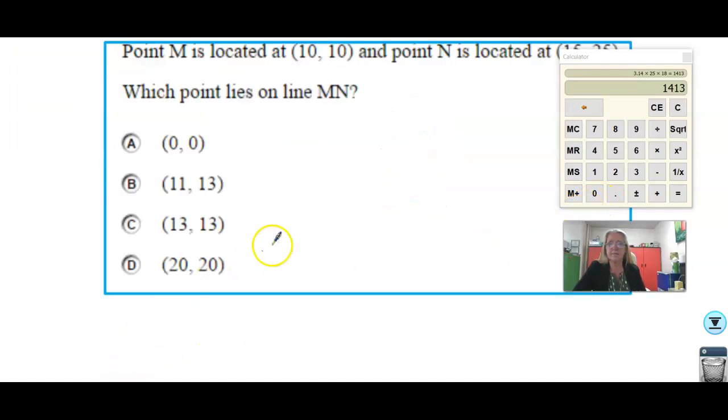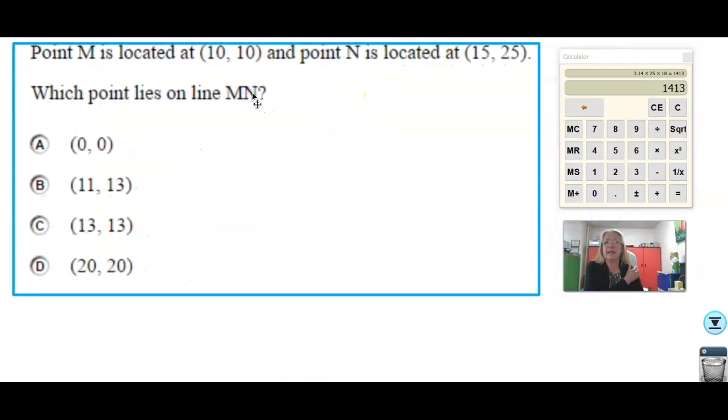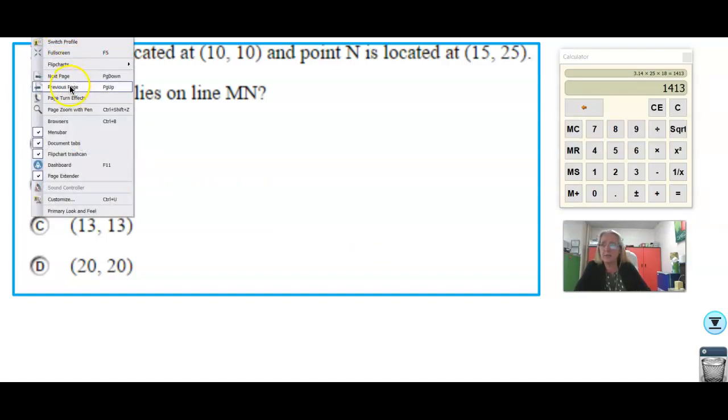All right. Now, no one has gotten to this one. This is new for all the students. Point M is located at (10, 10), and point N is located at (15, 25). All right, you will be given grid paper for the air test, but it will not be numbered.